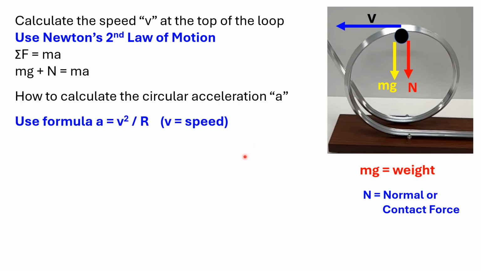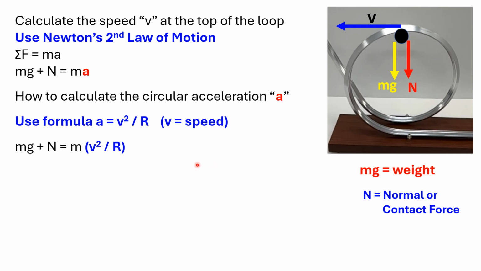Now we are using our third step, which is acceleration of a circular motion. So the formula is a equals the speed squared divided by the radius of this loop. Now back to this equation, mg plus N is equal to m, and this is the substitution for a.